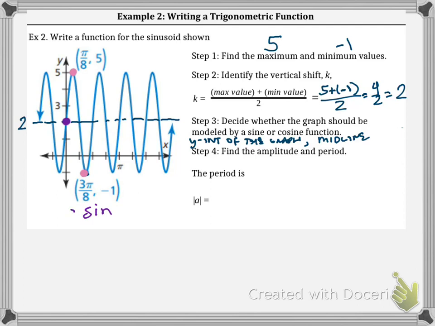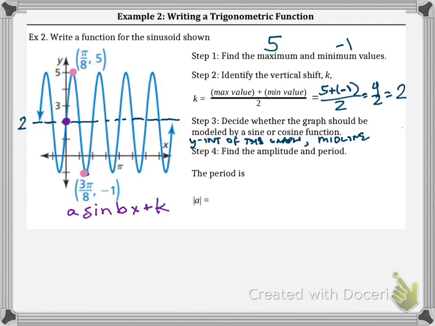So now we need to figure out what A is, what B is, and then if we have any vertical shifting, our K. So right now we won't focus on shifting left or right. So we need to find the amplitude and the period.